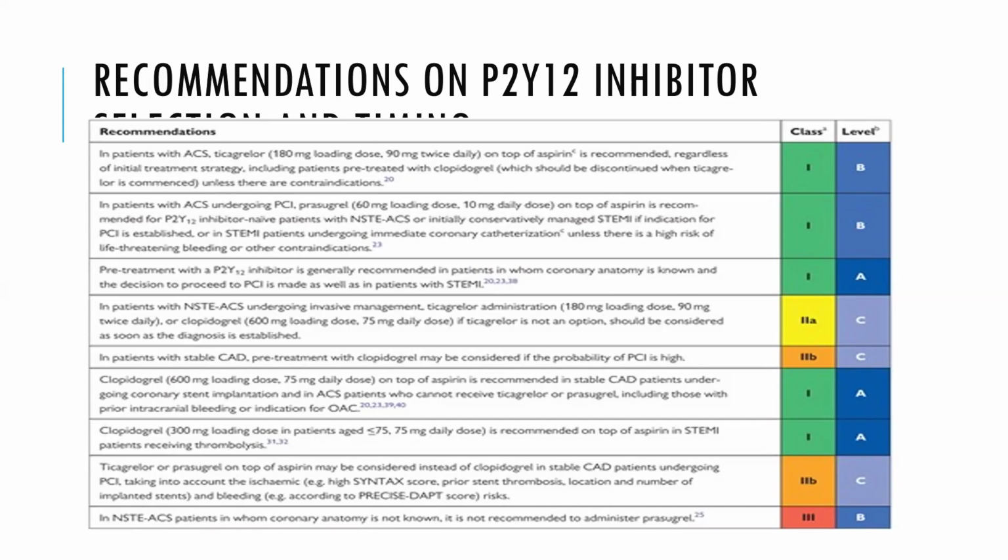So also, as I said, for those in whom the coronary anatomy is known, you can give a P2Y12 inhibitor. That means that for the PCI, you are already giving them a loading dose of the antiplatelets. Those that have a class 2A recommendation are ticagrelor administration in patients with NSTEMI.